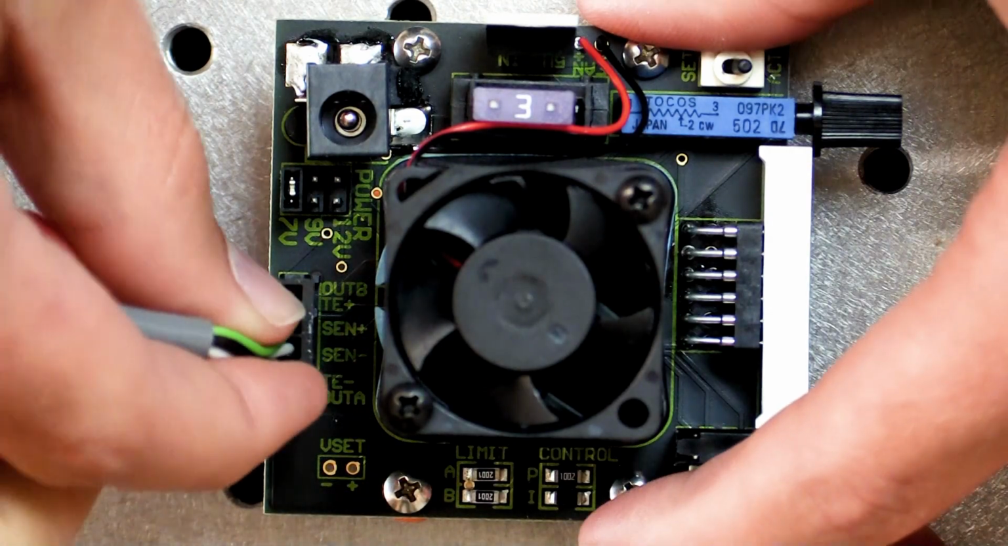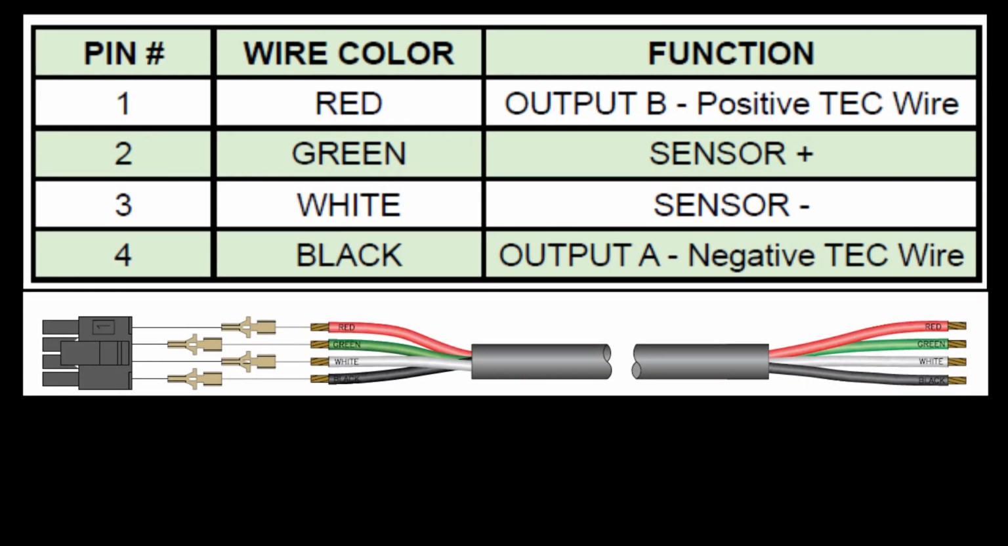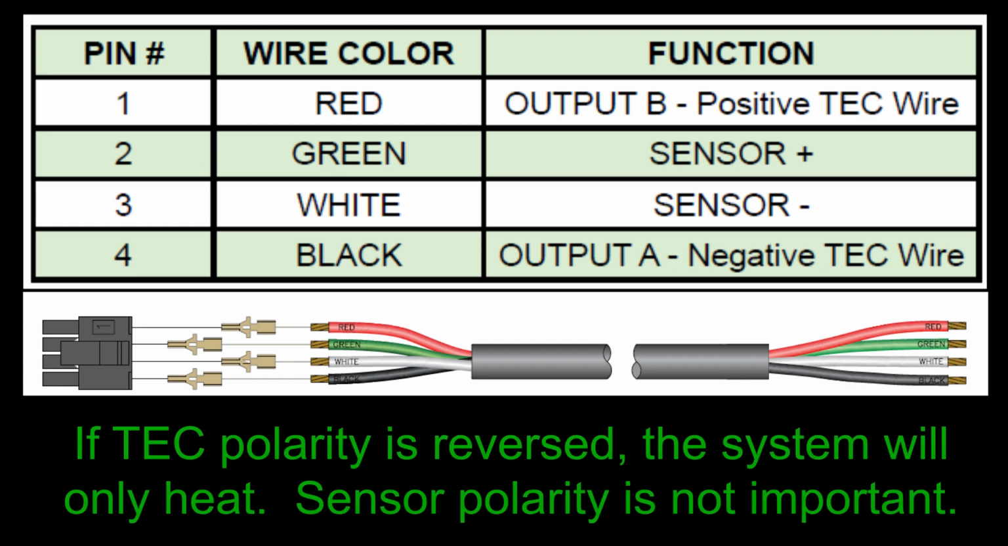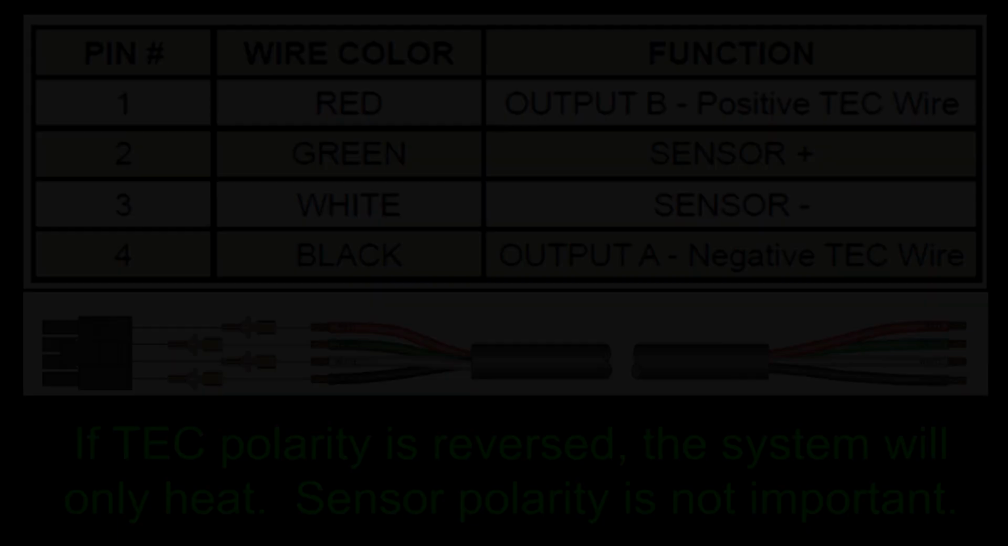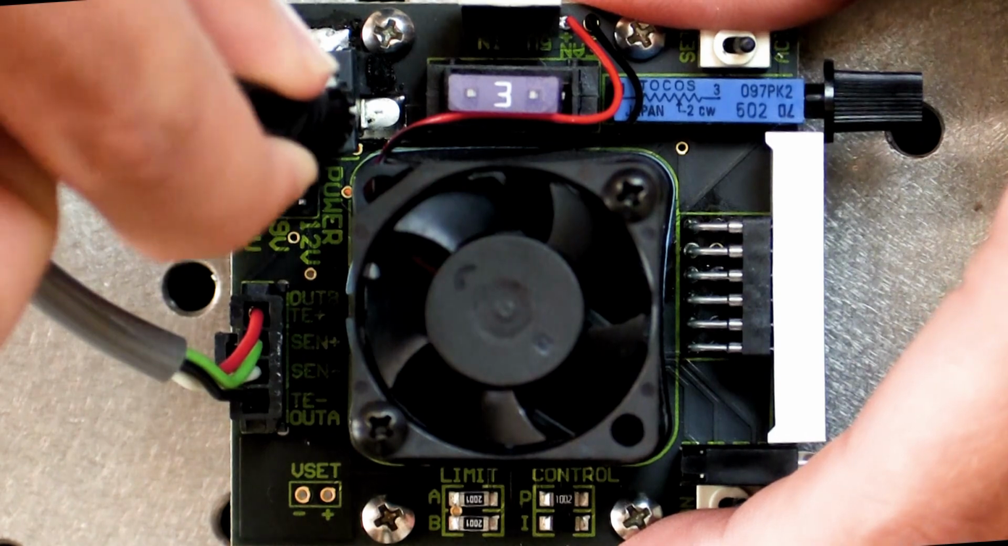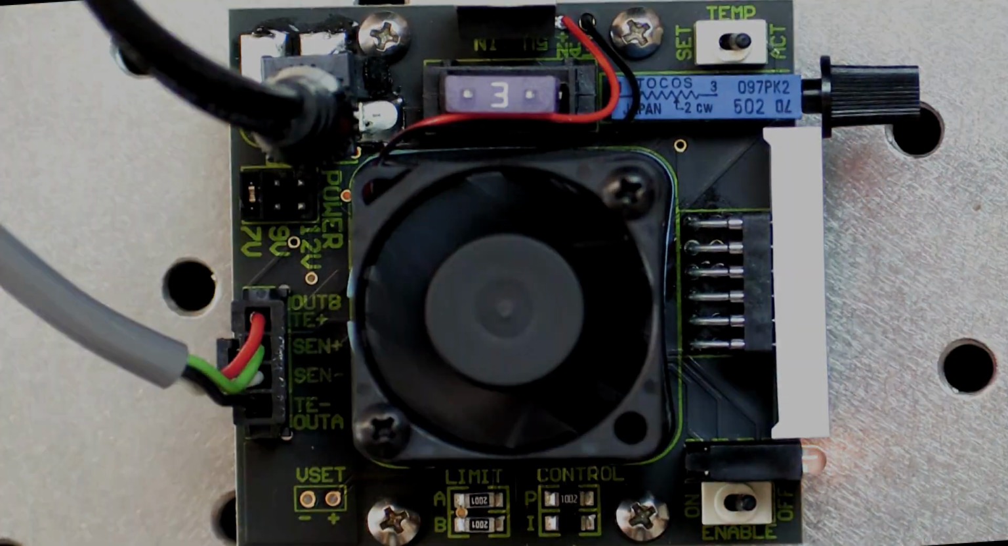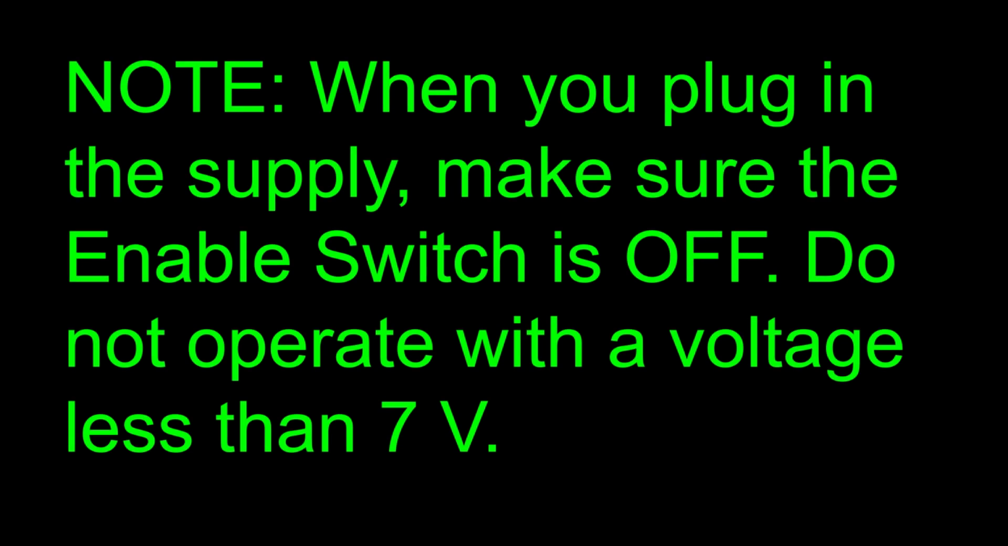Wire the output connector as shown. Connect the thermoelectric wires to the red and black cable wires. If the polarity is reversed, the system will only heat. Connect the thermistor wires to the green and white cable wires. Polarity is not important. Plug in the power supply. Note, when you plug in the supply, make sure the enable switch is off. Do not operate with a voltage less than 7 volts.